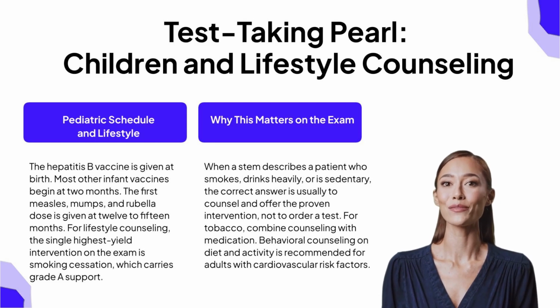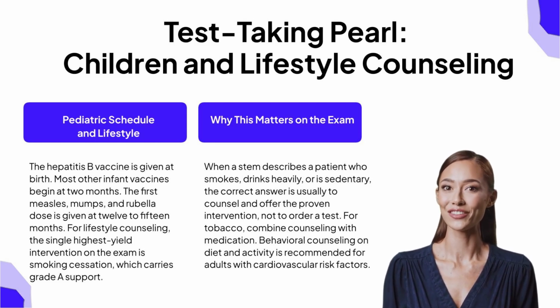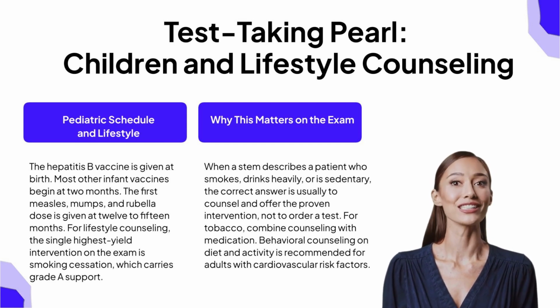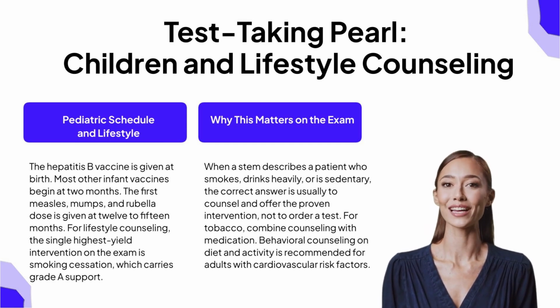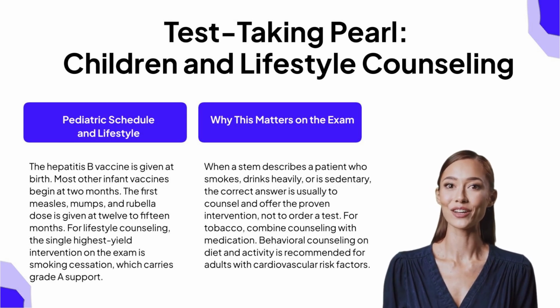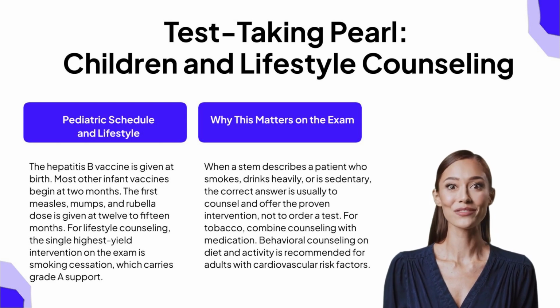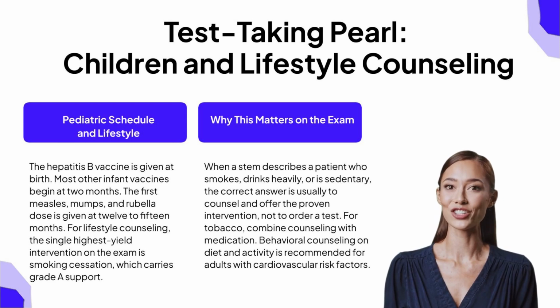Here is a high-yield pearl on children and lifestyle counseling. For the pediatric schedule, the hepatitis B vaccine is given at birth. Most other infant vaccines begin at 2 months, and the first measles, mumps, and rubella dose is given at 12 to 15 months. For lifestyle counseling, the single highest yield intervention on the exam is smoking cessation, which carries grade A support.